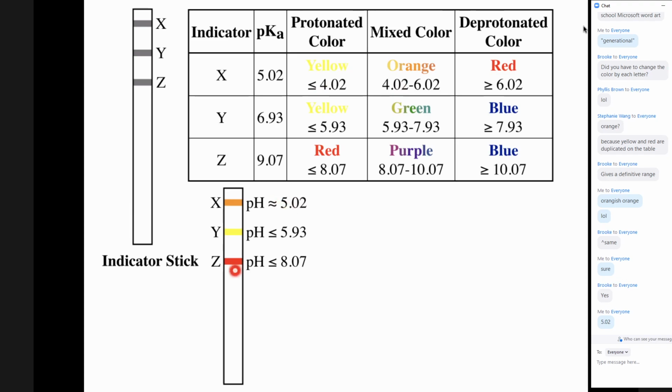But is a secondary color more important than a primary color? Okay. 2 questions. For this next strip, is the pH higher or lower than from the first strip? And what is the pH for the second one?